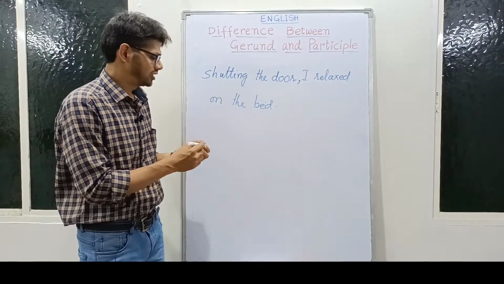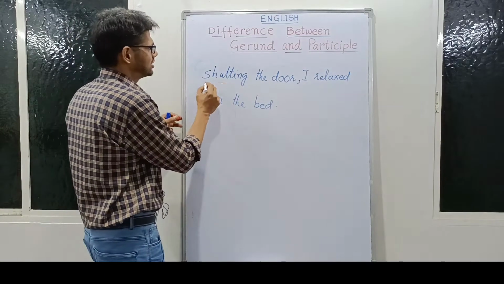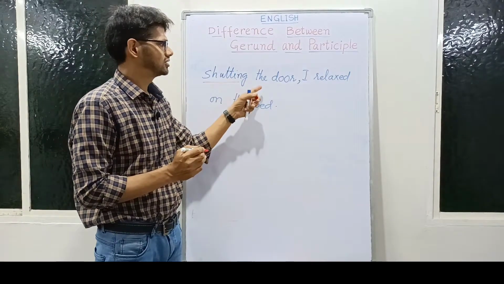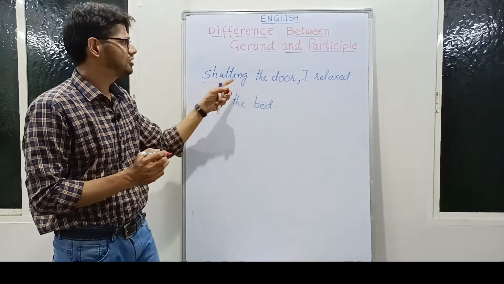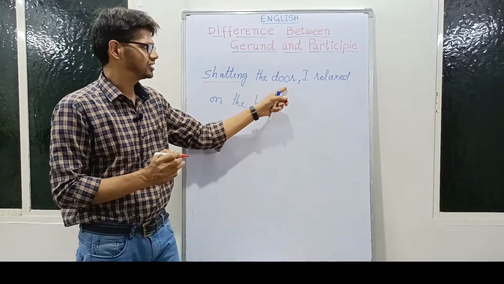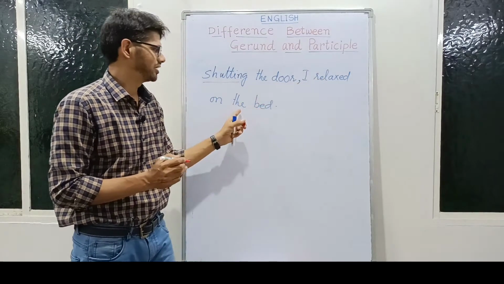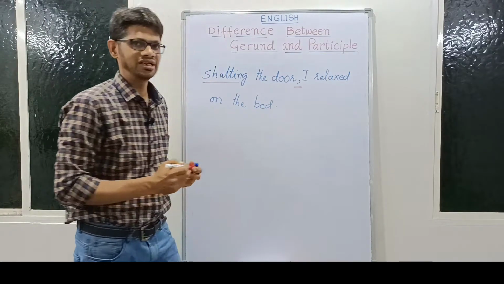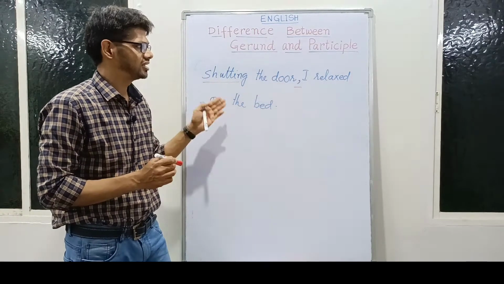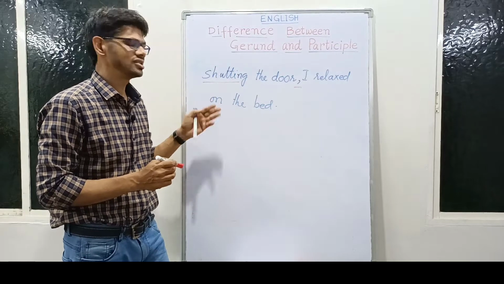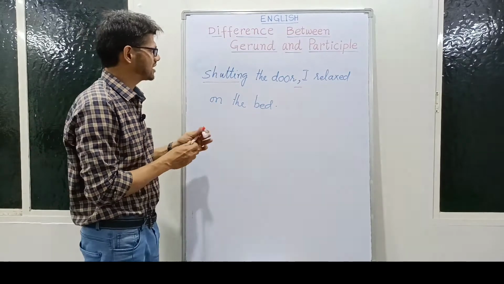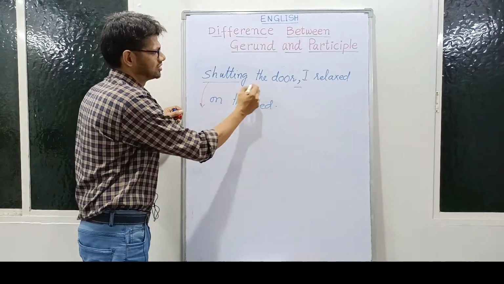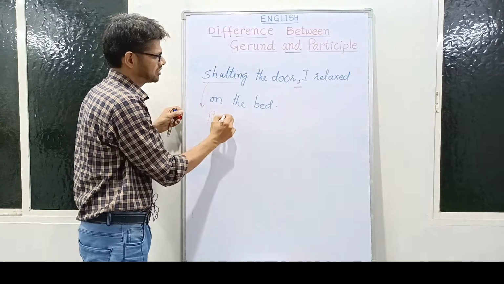So यहाँ पे you can see that shutting is ing form. Okay, shutting the door, ing form is here. So shutting the door, one action, and another action is I relaxed on the bed. Okay, and it is separated by comma. So this is called, what we can say, this is present participle. This ing, shutting, shutting the door. So this ing is called present participle.